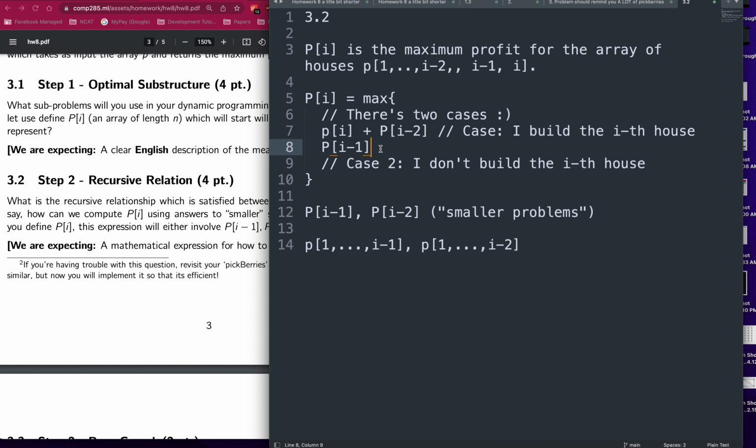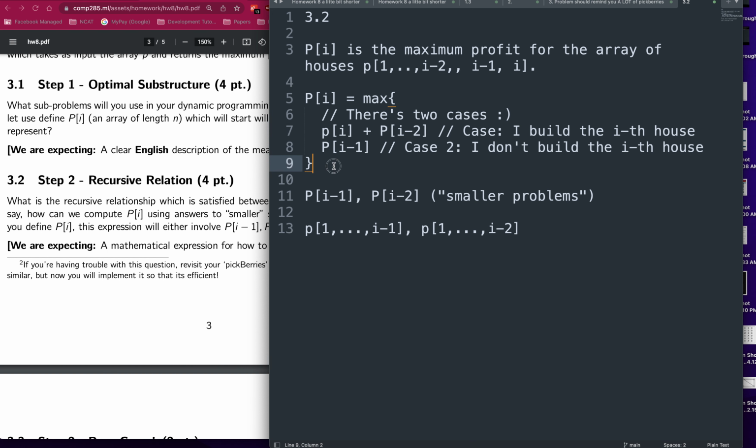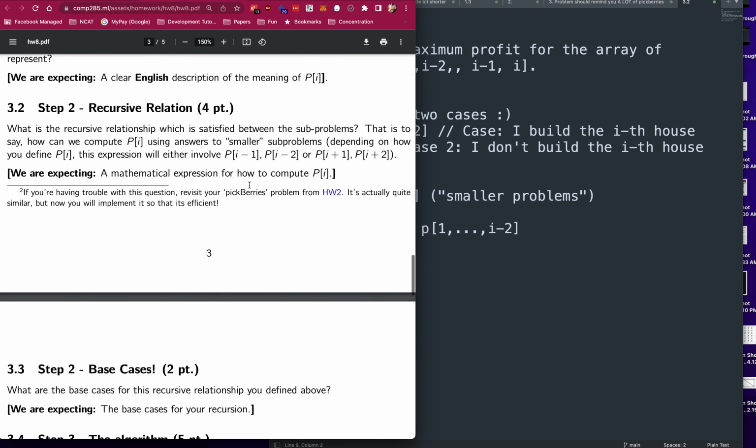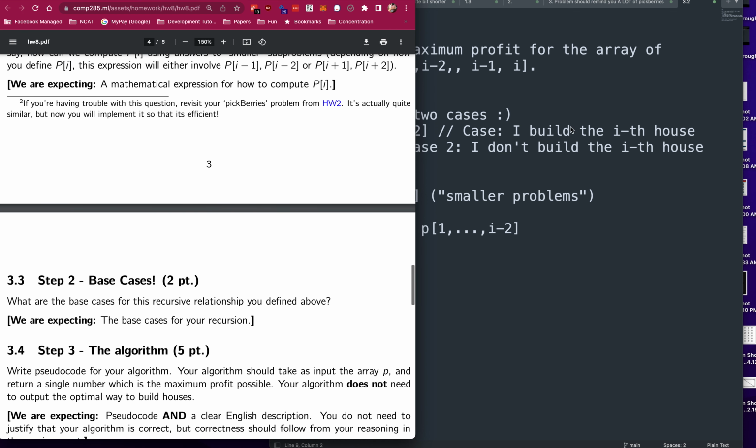These are the two cases, and you take whichever one's bigger. Is it more profitable to build it, or more profitable not to build it? Whichever of these two is bigger, that's the one you take, and those are your two cases, right? So that is your recursive relationship. And again, it depends on how you define your problem. You might use i+1, i+2, or use i-1, i-2, right?